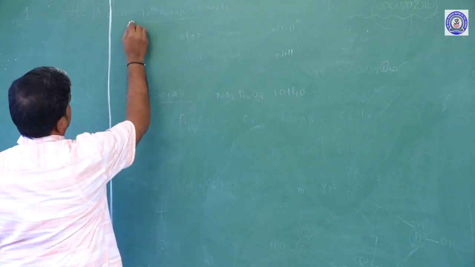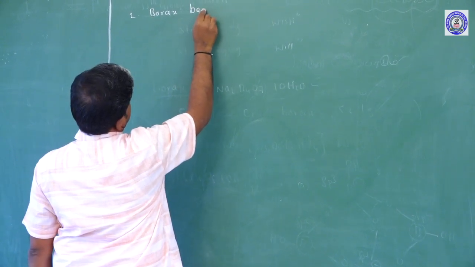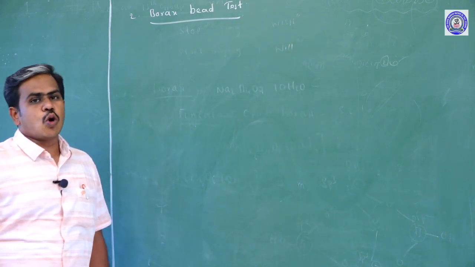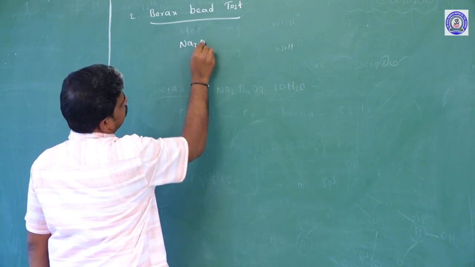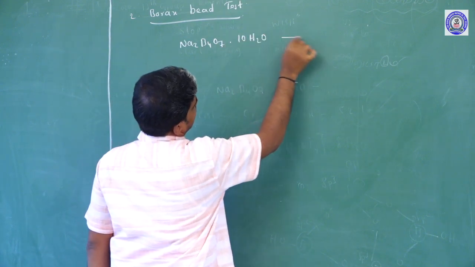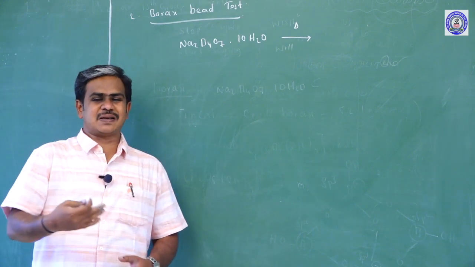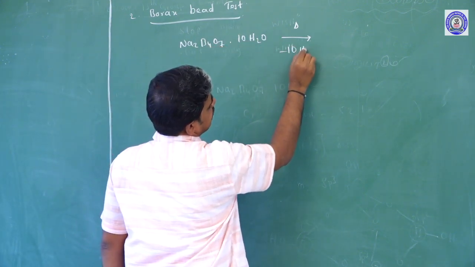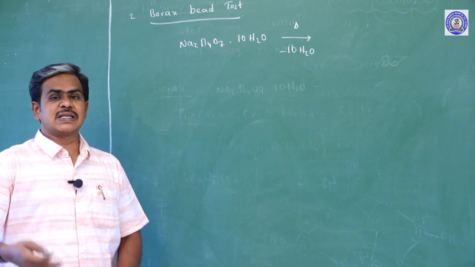Okay. The second property is the borax bead test. So, how will you make the borax bead test? Here, we take borax, that is Na2B4O7.10H2O, and on heating it gives a swollen mass. So, borax on heating loses 10 molecules of water. All the molecules of water are lost by borax, so that it swells up.